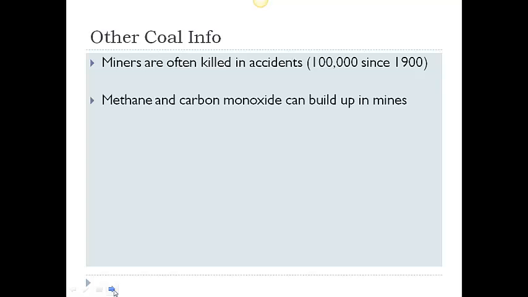Another problem with mines is that lots of times, again in those underground mines, methane, which is a poisonous gas, and carbon monoxide, which is also a poisonous gas, can build up in mines and be dangerous for workers. Another danger for workers is the coal dust itself gets lodged in their lungs and develops into what's called black lung, which often can become cancerous.